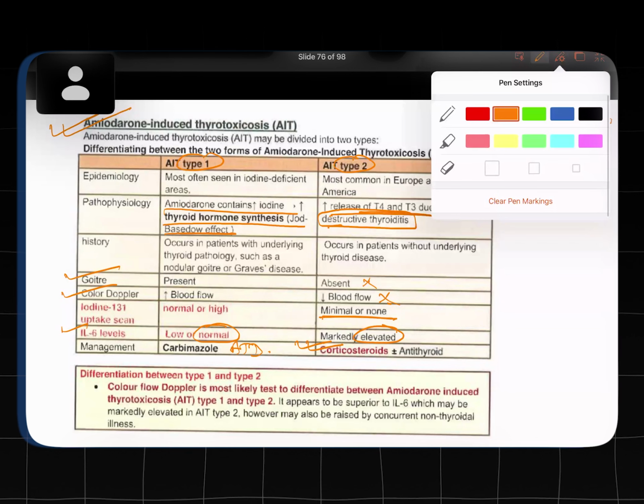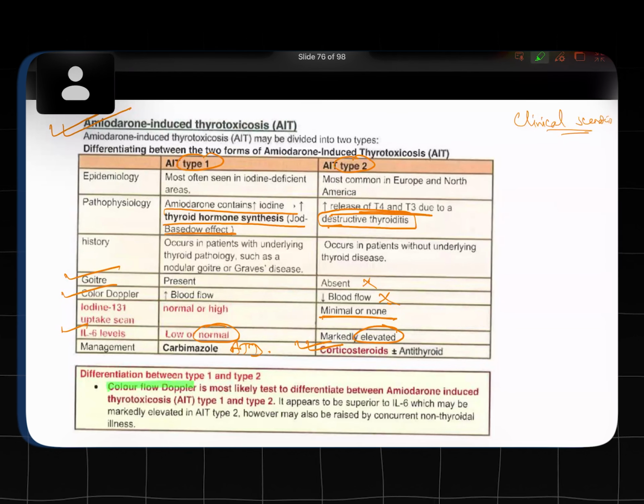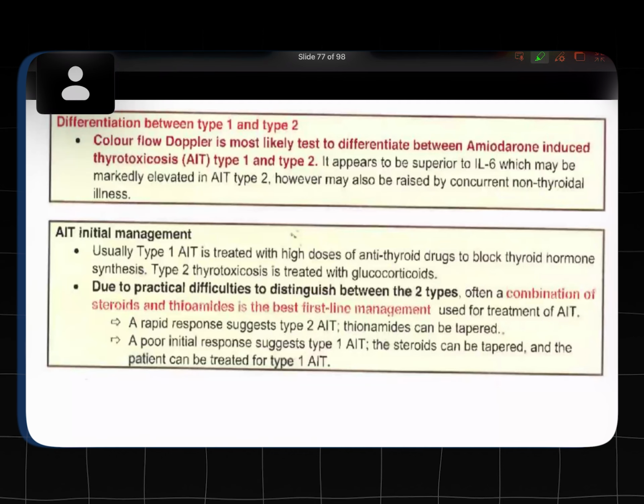For all exam purposes, color flow Doppler is the most likely test to differentiate between type 1 and type 2. Okay. So color Doppler, because here the thyroid gland is destroyed, so it will decrease blood flow in type 2. In type 1, it will be increased because of more iodine and more thyroid hormone synthesis. Initial management of amiodarone thyrotoxicosis is that in type 1, it is high doses of antithyroid drugs. In type 2, steroids.